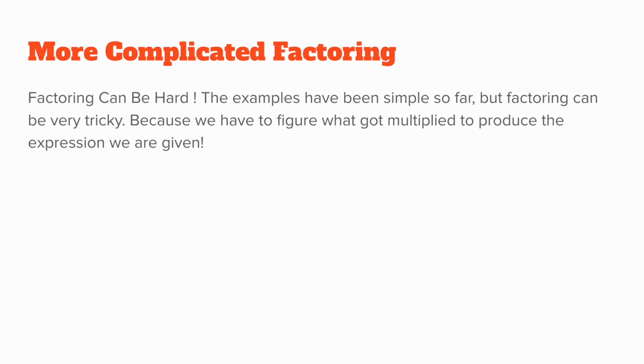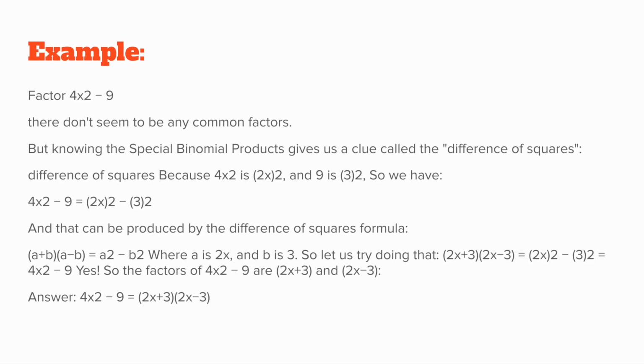Factoring can be hard. The examples have been simple so far, but factoring can be very tricky, because we have to figure out what got multiplied to produce the expression we are given. So it is like trying to find which ingredients went into a cake to make it so delicious. It can be hard to figure out. Some experience helps. With more experience, factoring becomes easier.